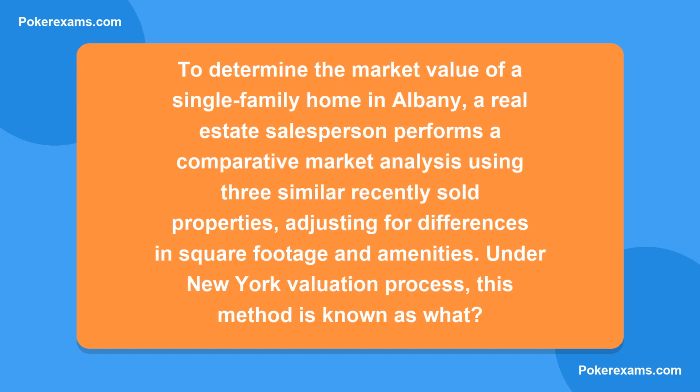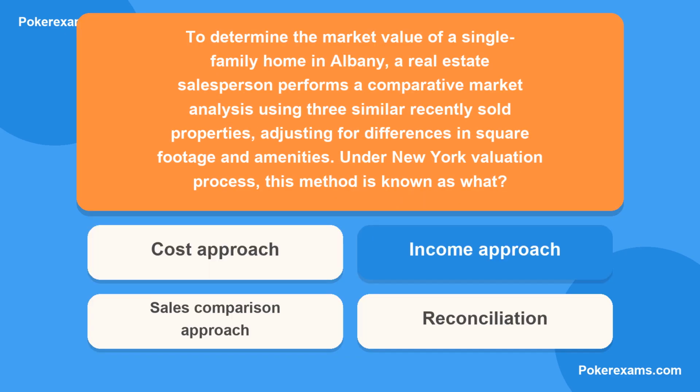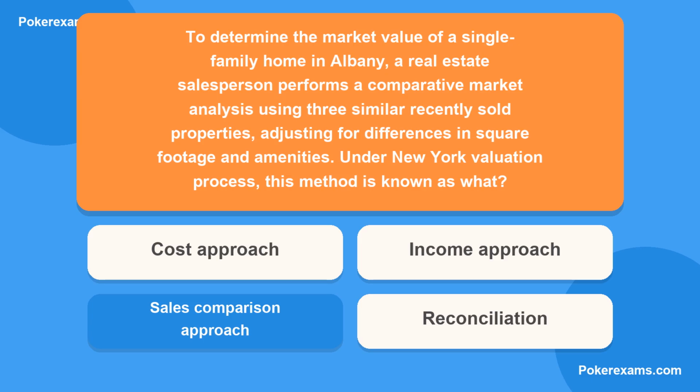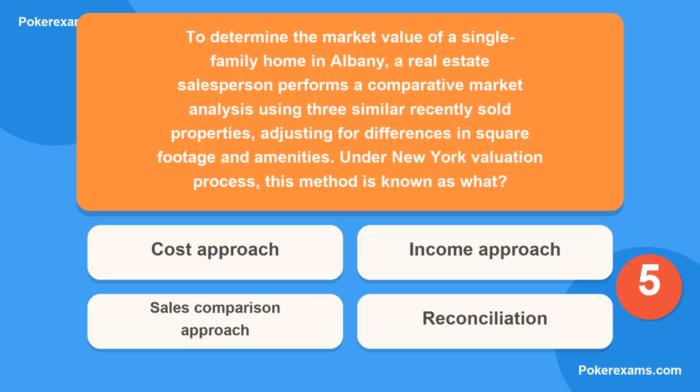Next question. To determine the market value of a single-family home in Albany, a real estate salesperson performs a comparative market analysis using 3 similar recently sold properties, adjusting for differences in square footage and amenities. Under New York valuation process, this method is known as what? Is it A, cost approach? Or B, income approach? Could it be C, sales comparison approach? Or lastly, D, reconciliation?